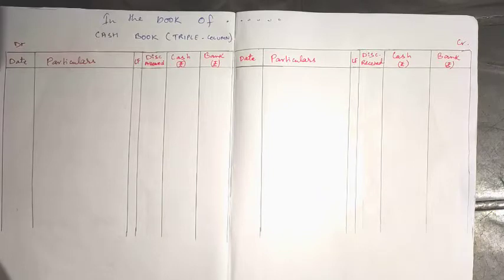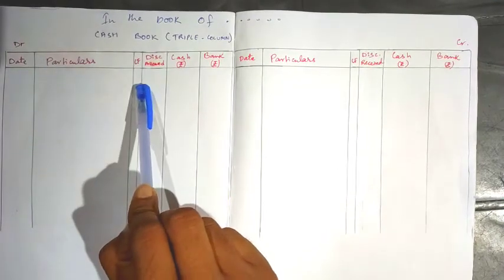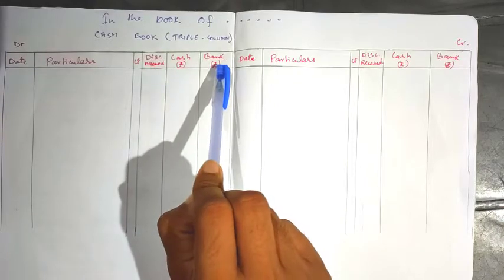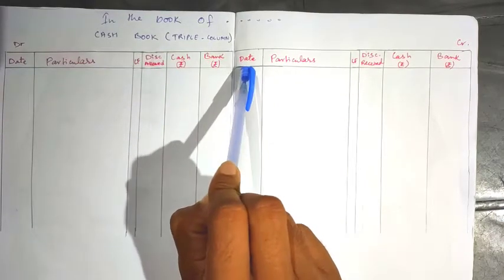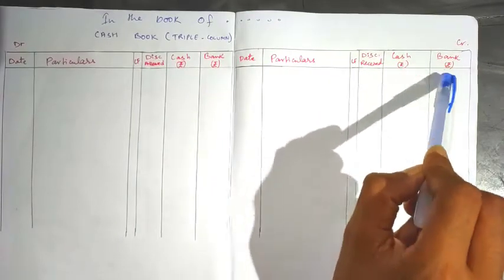In the last video we have seen how cash book was prepared, but there was single column, and in this triple column cash book you will see three separate columns. Like here you can see date, particulars, LF, discount allowed, cash and bank column. Similarly on the credit side, date, particulars, discount received column, cash column and bank column.